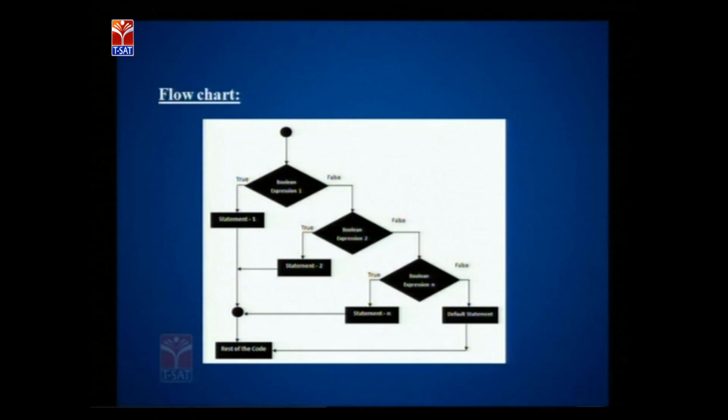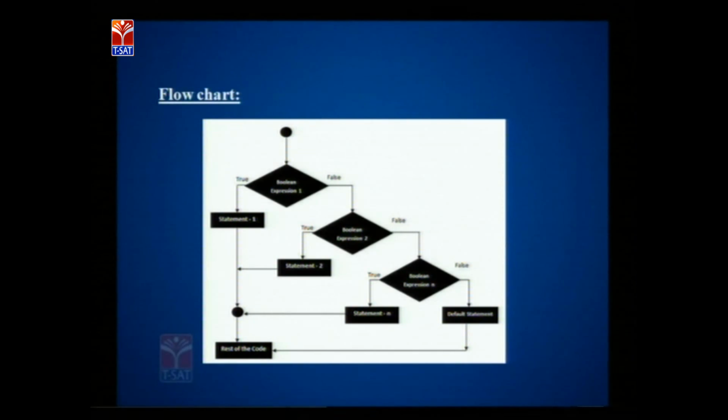Let us look at the flowchart of the if-else statement. First, a condition or a Boolean expression will be given, and if that is proved to be true, it comes to statement 1, and if it is false, it bypasses to the next statement. And again, a second condition will be checked. If that second condition is proved to be true, it comes to statement 2, and even if that condition is deemed to be false, then it bypasses to the next statement.